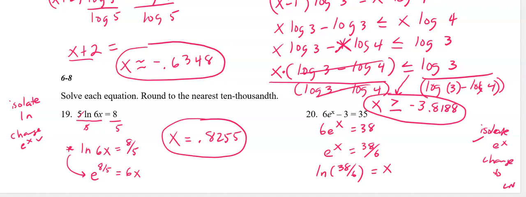So go back to your calculator. This time you're going to hit the LN button and do 38 divided by 6. And that is, after rounding, 1.8458.